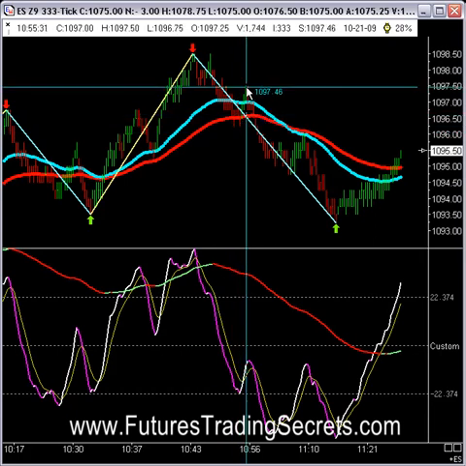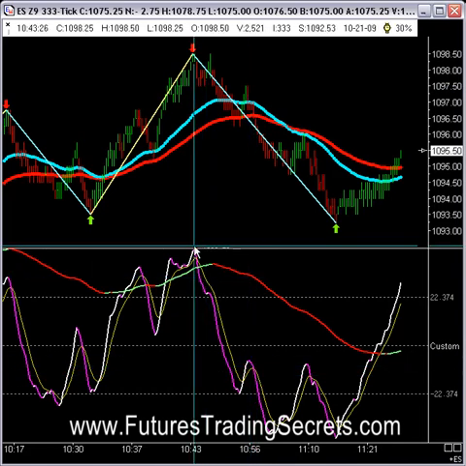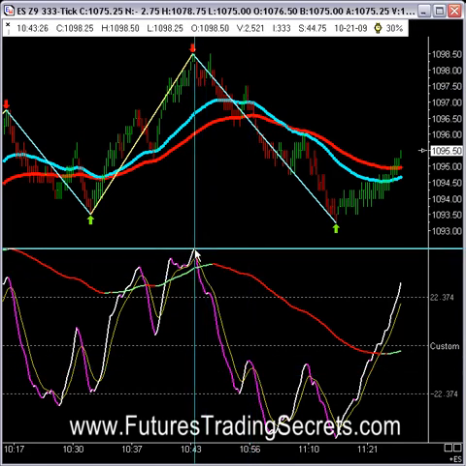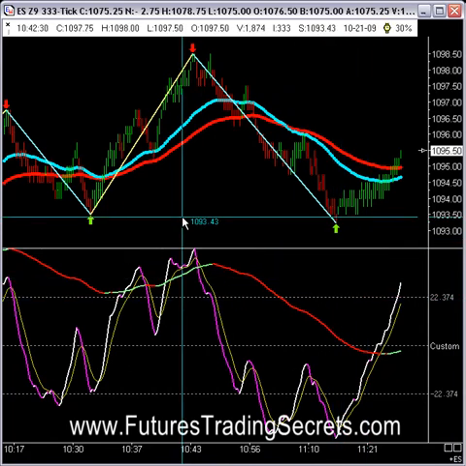You may have gotten a Pesavento number there or not. But now when you get a continuation divergence, where you have the lower low on the indicator and the lower low on the price, these are great trading programs. Now I'm going to stop this a little bit.